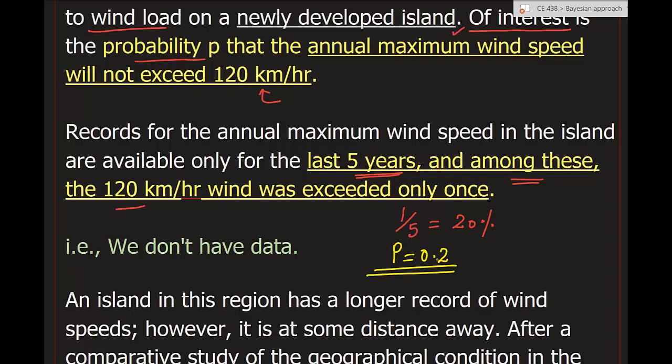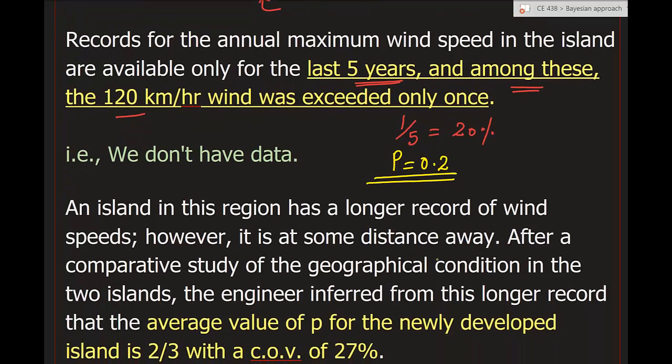But now we can also use, if I have long data for other cities, then we can find a distribution for P. So let's say we have another island in this region that has a longer record of wind speeds. However, it is at some distance away. Of course, this is not exactly the same situation. So we can use that data, but we cannot have the exact wind speed for this city.